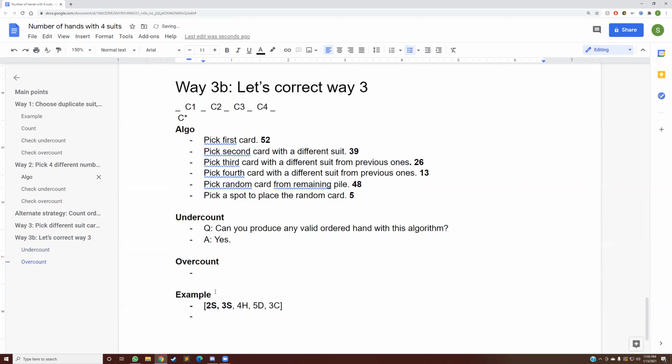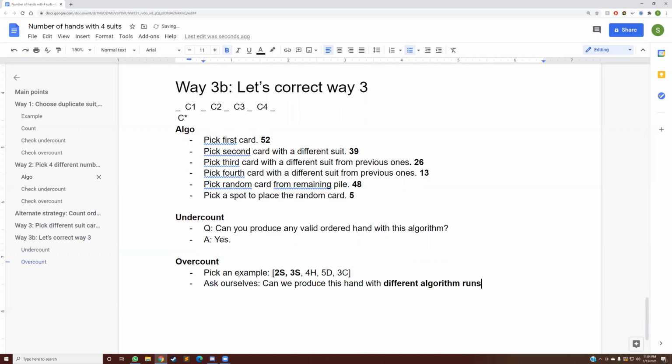What about over? So how do we decide if there's an overcount? We pick an example. Then we ask ourselves, if it's ordered, is there any way to overcount an order? I will remind you what the overcount means. Can we produce this hand with different algorithm runs? We can't, because the order matters. Does the order still matter here? Yes. Pick an example.